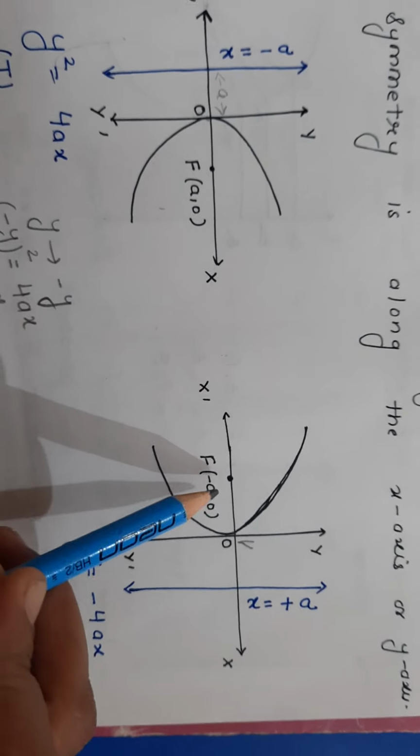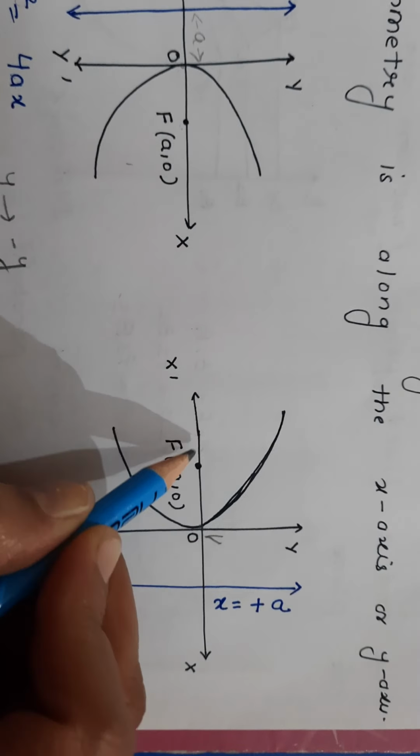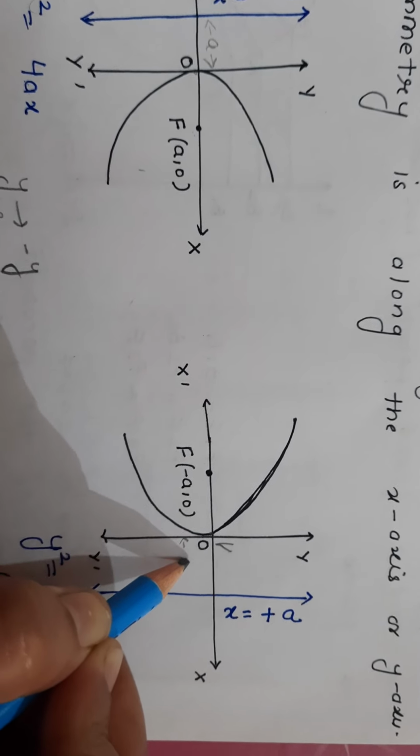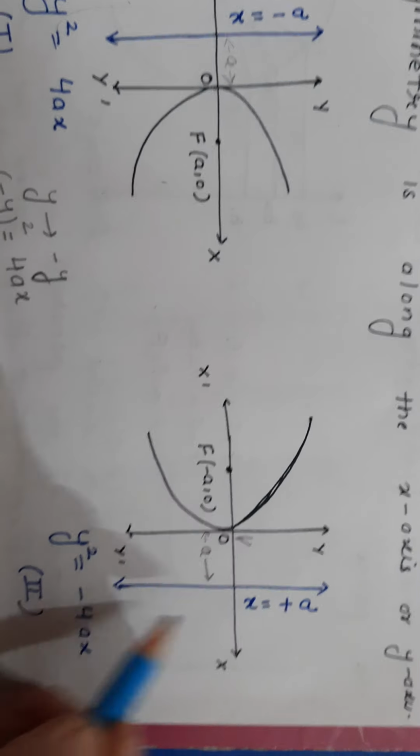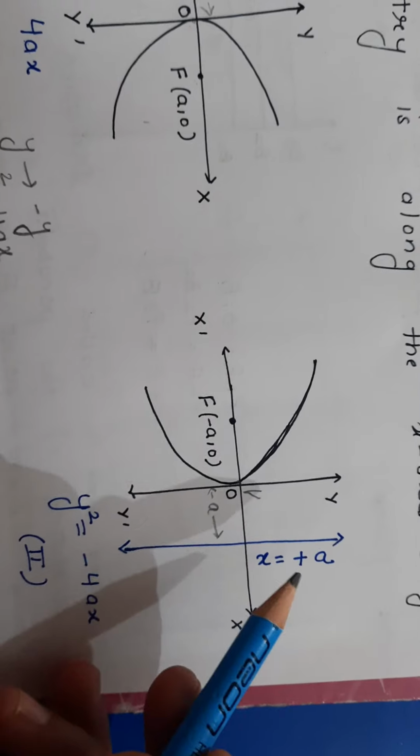The focus here is at (minus a, 0). The directrix, same distance: if this distance is a, this also is equal to a. It's a line which is parallel to the y-axis, so its equation is given by x is equal to plus a.